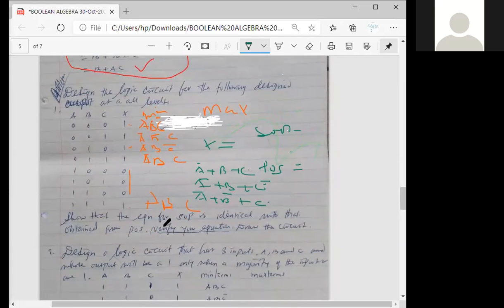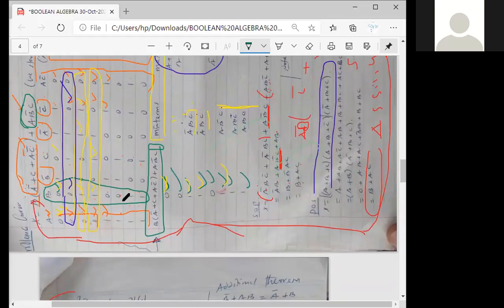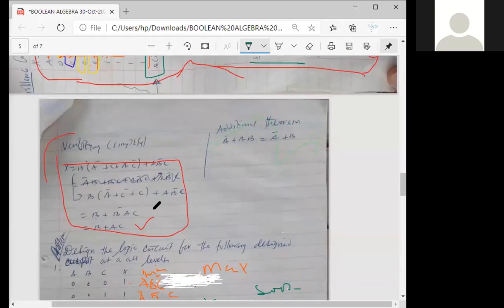The question continues. Show that the equation for the SOP is identical with that obtained from POS. Verify the equation, draw the circuit. That means the values that you get, you need to simplify. Showing means simplification now. Simplify this one and see whether you can get a value identical to this one. Try the way we did here with SOP, until you got B plus AC, the same as B plus AC. Try to check if you can get the same value.